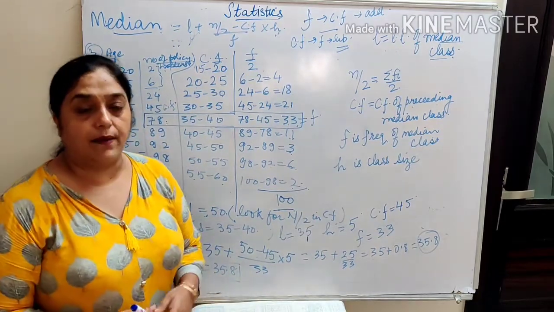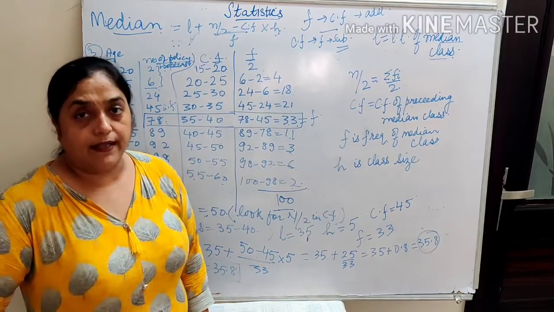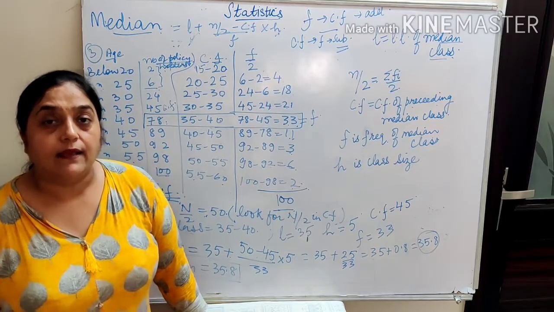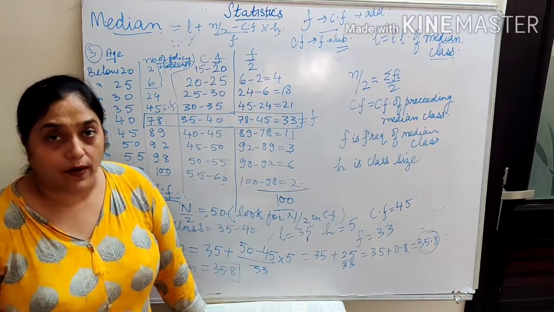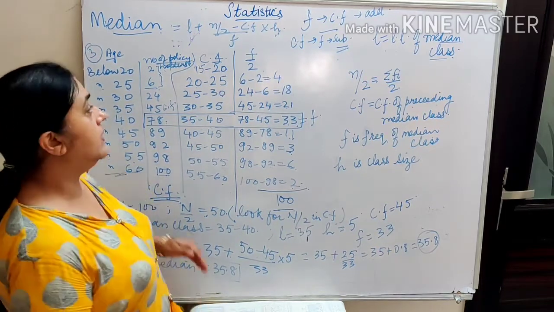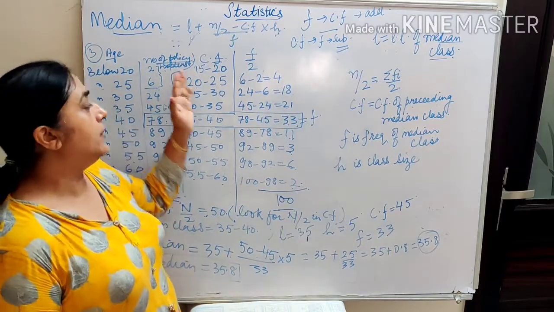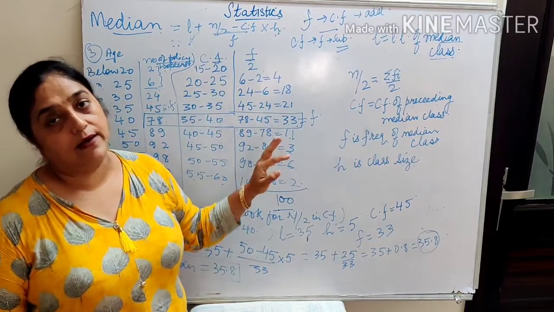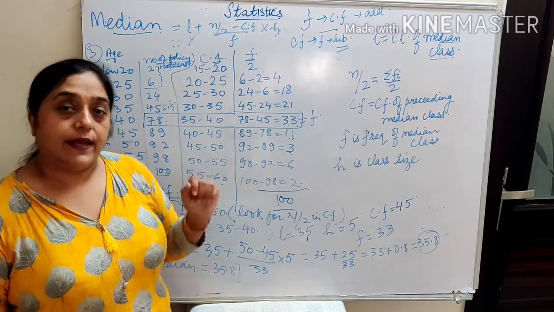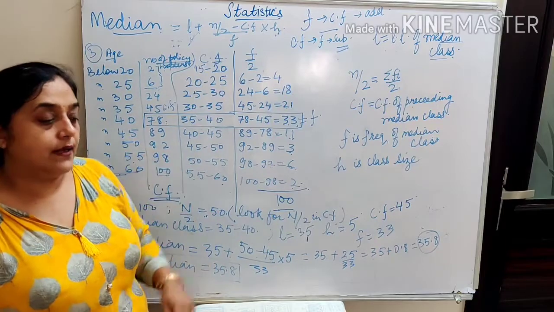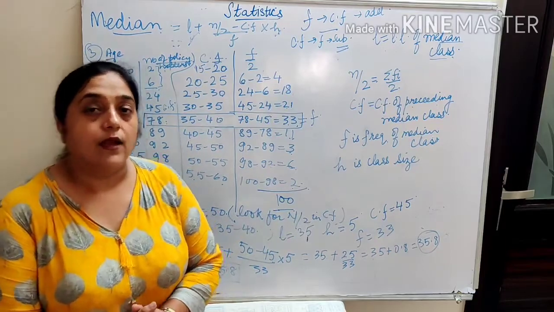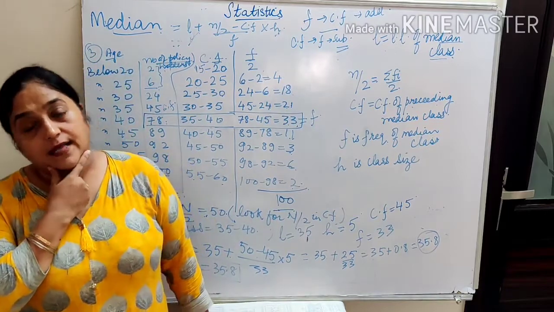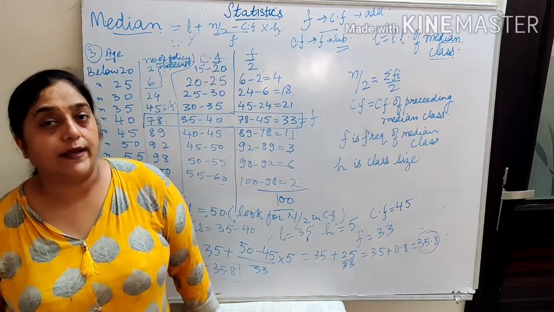In the next coming classes, we will be telling you how to find out median graphically. In those questions, it is very important to know how to convert below type data into the class interval or more than type data into the class interval and vice versa, right? In today's class, we have just revised the shortcut method and the step deviation method, how to find the mean.